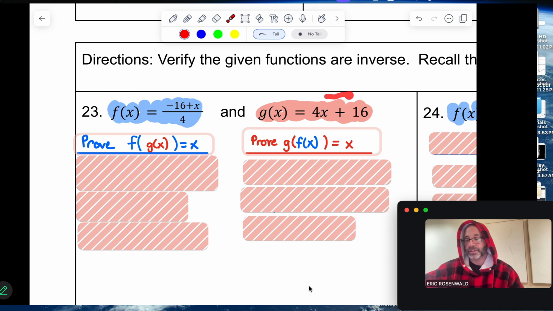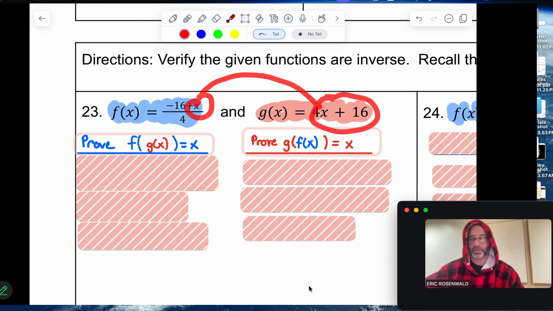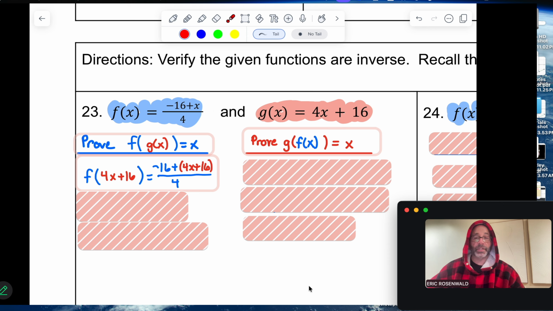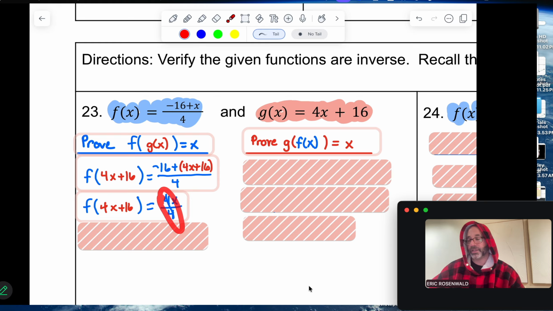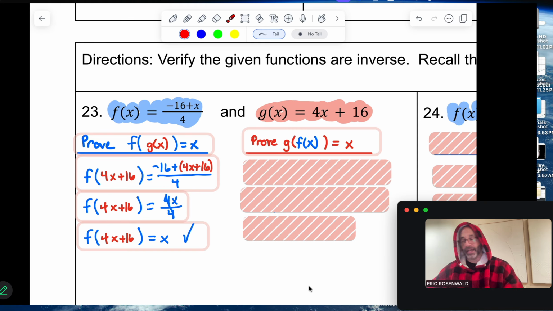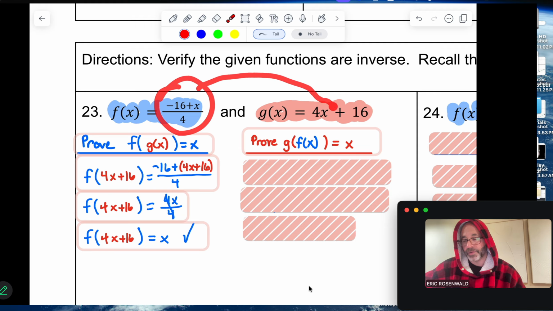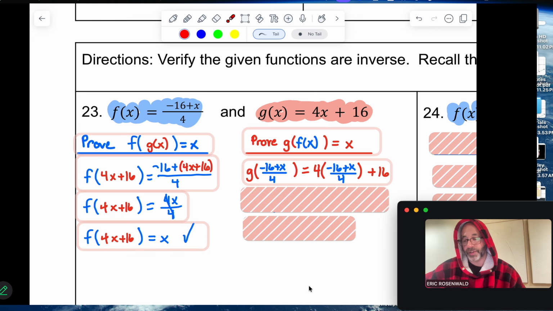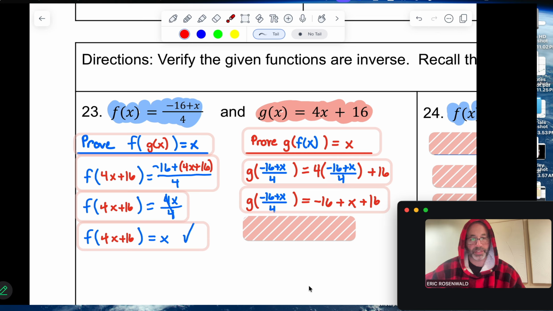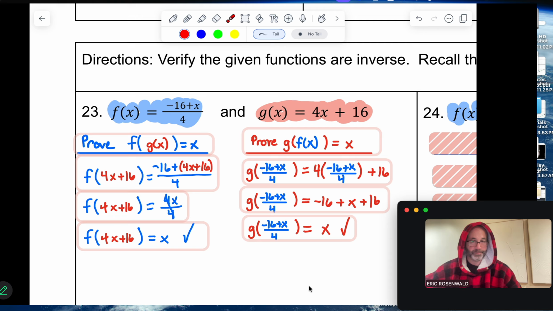For the first part, we're going to take this and plug it in for this x. That's doing the f of g of x. If we substitute it in, we're going to simplify. The 16s will cancel. The 4s will then cancel. And we are, in fact, left with x. If I do g of f of x, that means we're going to take this and put it in for this x right here. And so we're going to simplify this. The 4s will cancel each other out, leaving the negative 16 plus x plus 16. And then the 16s cancel each other out, leaving just an x.